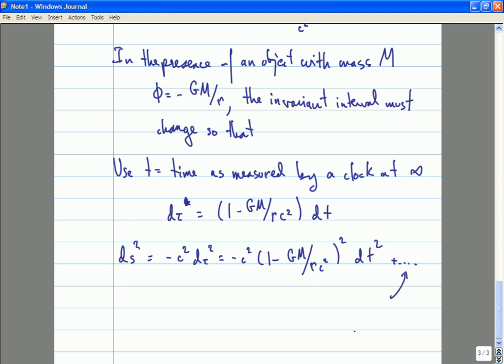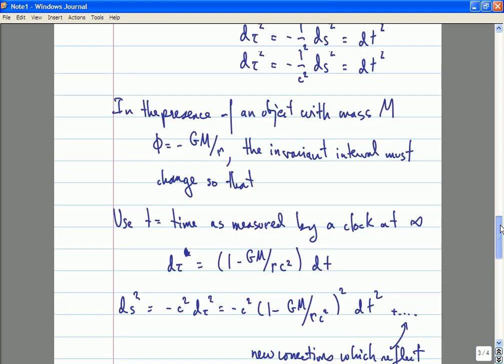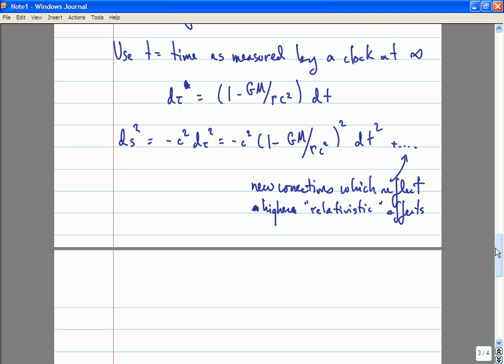some new corrections, which will take into account higher order relativistic effects. So that is to say, there would be additional terms in this formula for the invariant interval that would be suppressed by more powers of, say, 1 over r.